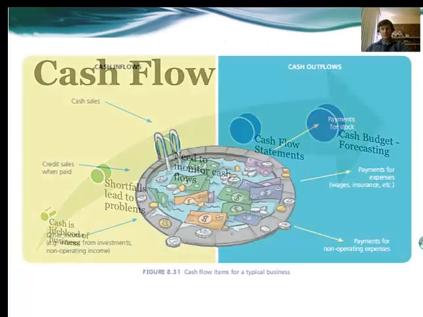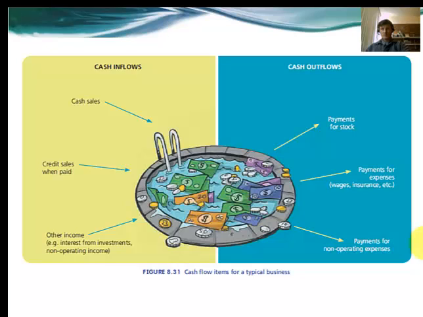Now let's have a look at what constitutes cash flows. Here on the diagram you can see there's a number. Cash sales, when we sell our products. When we have amounts sold on account and when they are paid back to us. Other income in terms of interest, non-operating income, for example, rent revenue.